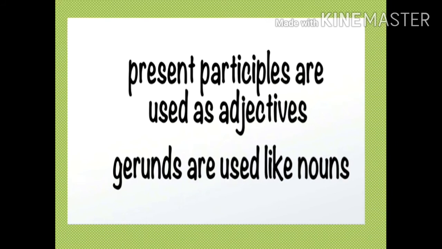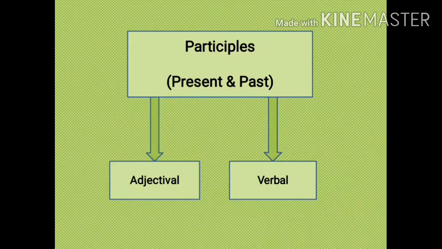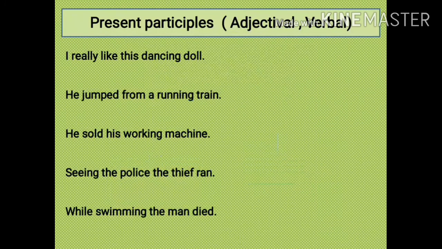As we know, present participles are used as adjectives and gerunds are used like nouns. Let us learn how to identify the adjectival and verbal present participles and past participles. Let us see some examples. I really like this dancing doll.